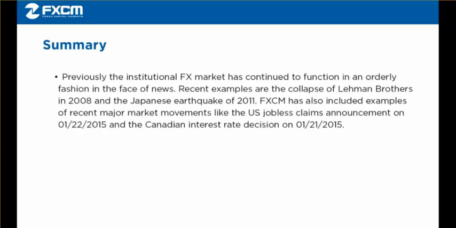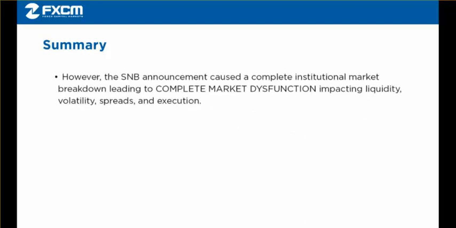FXCM technology functioned properly in the midst of this chaos, similarly to the manner in which FXCM technology operated in the Lehman Brothers collapse of 2008, as well as the Japanese earthquake of 2011. So what was the difference with the Euro-Swiss flash crash? The institutional FX market completely broke down. How? The available effective executable liquidity was nearly zero for the span of nearly 40 minutes.